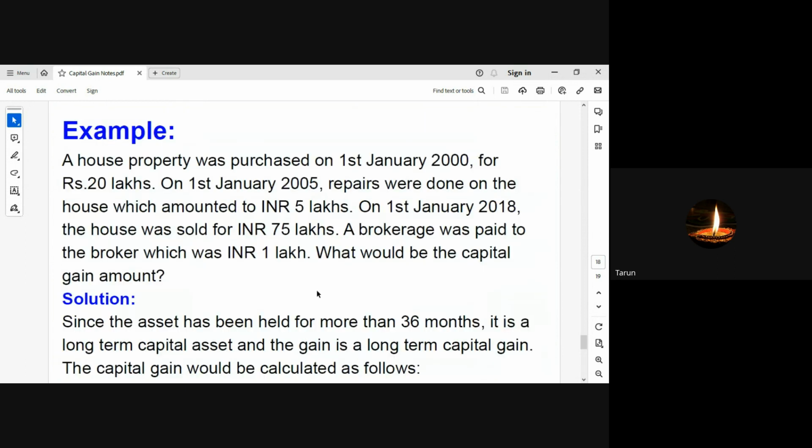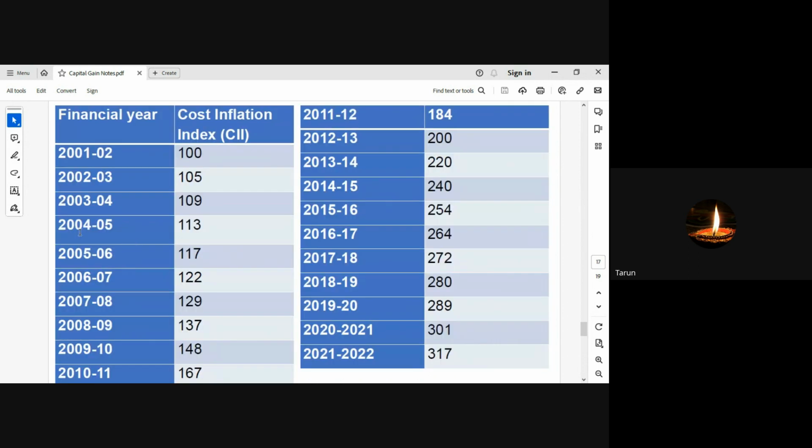Next is the indexed cost of improvement. So you need to check the cost of improvement. What is the year of cost of improvement? It's 1st January 2005. It means 2004-05, because the CII is considered by financial year. The beginning is 1st April 2004 and the ending is 31st March 2005. So 2004-05 will be considered, and the CII for 2004-05 is 113.